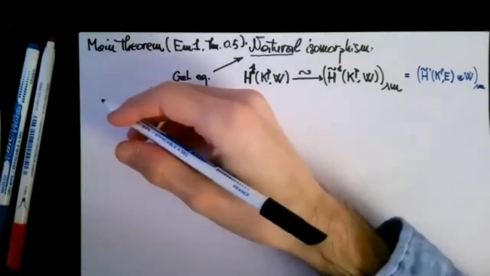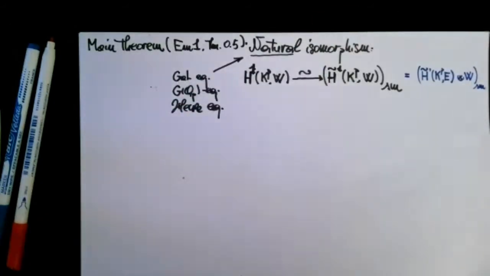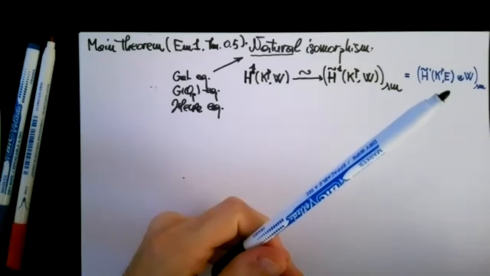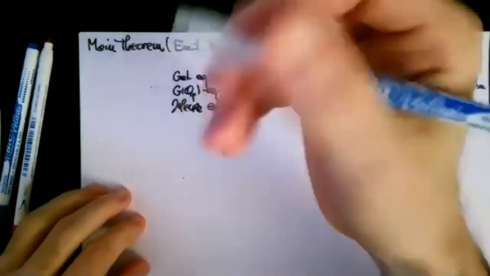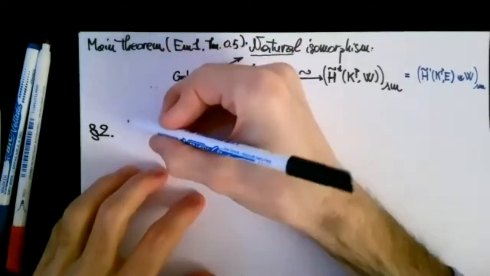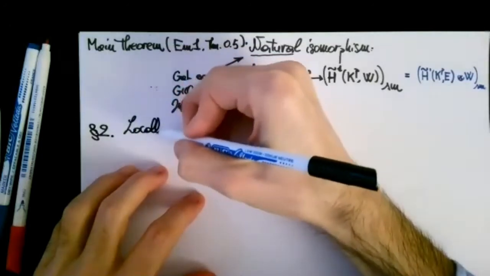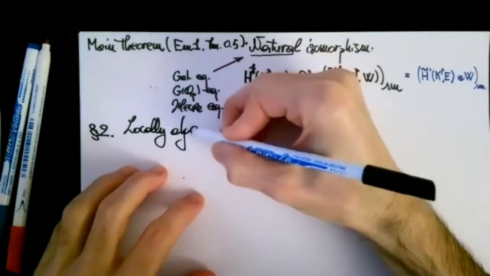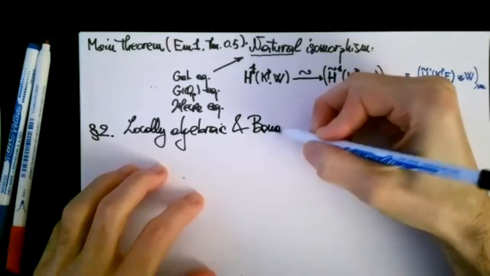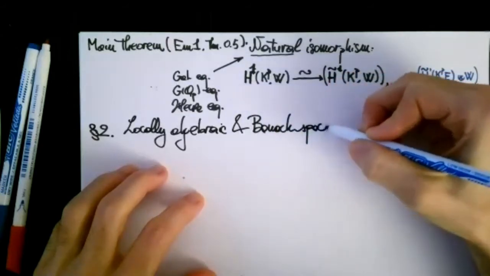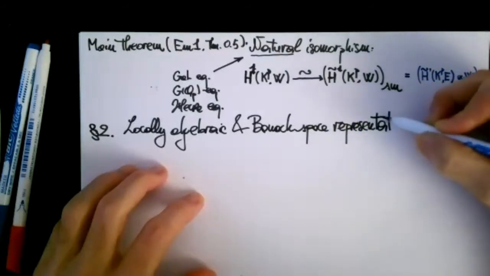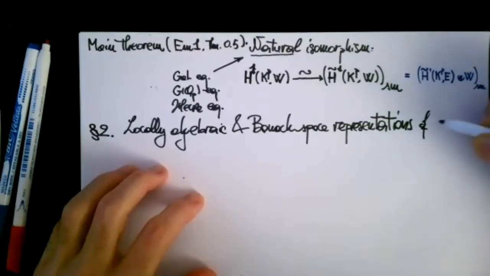So these are the W-locally algebraic vectors of this space. All right. So part 2, locally algebraic and Banach space representations of G(Q_p).